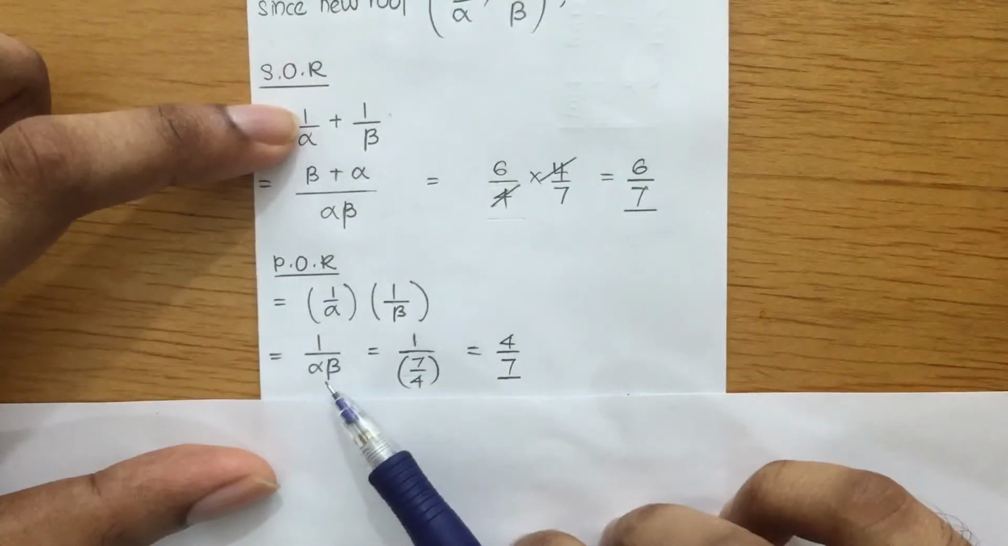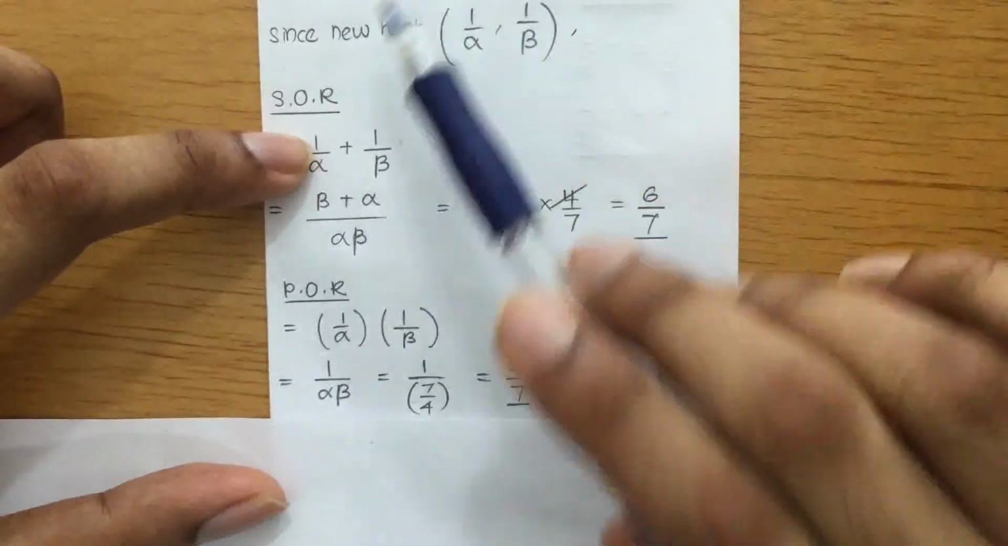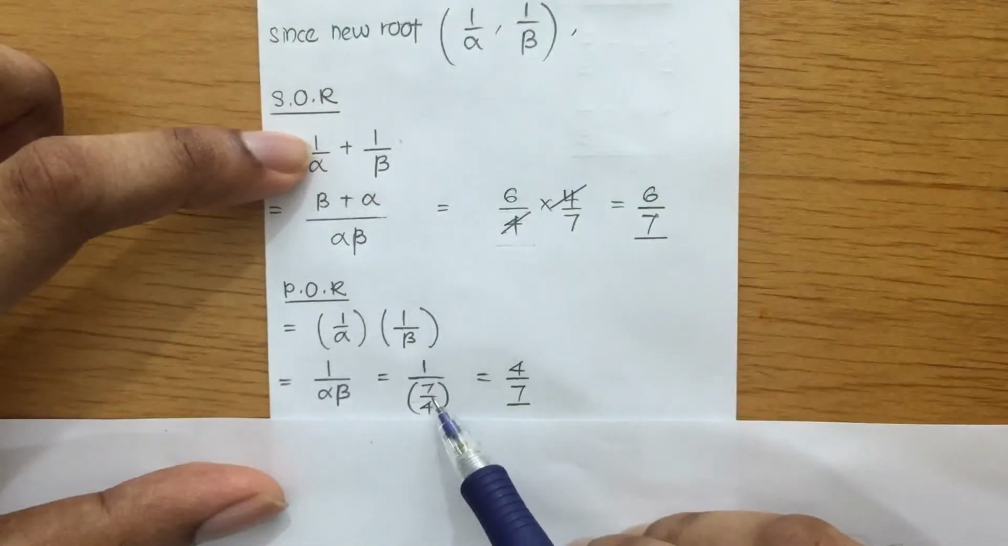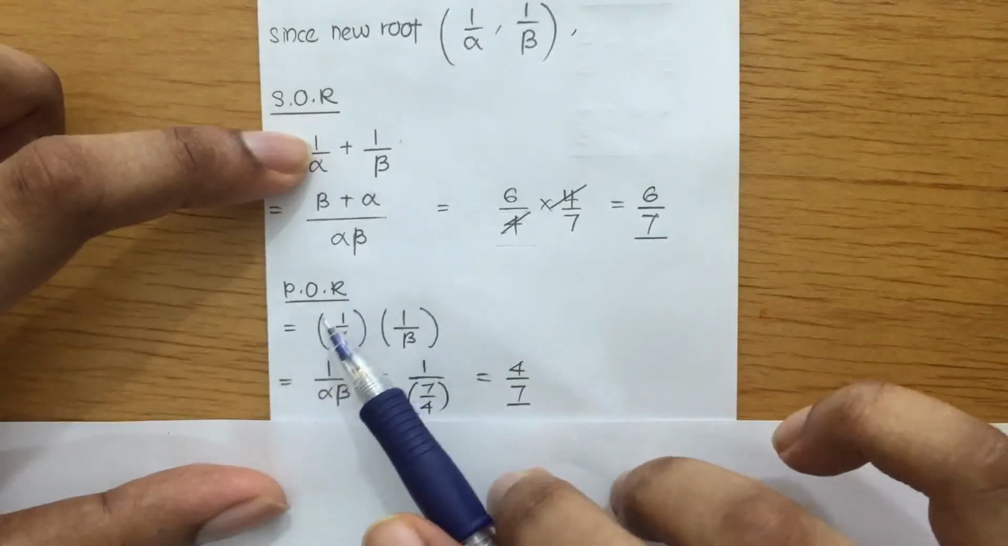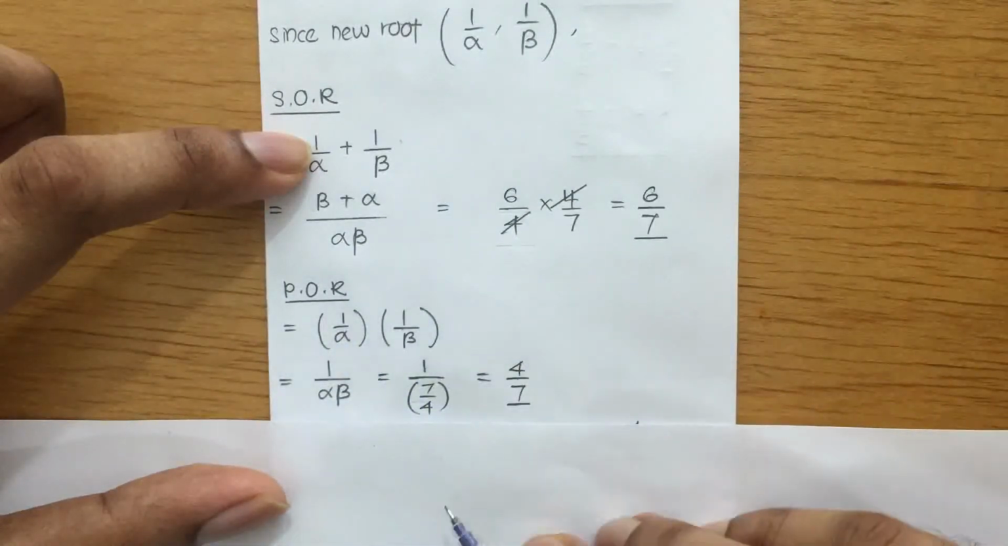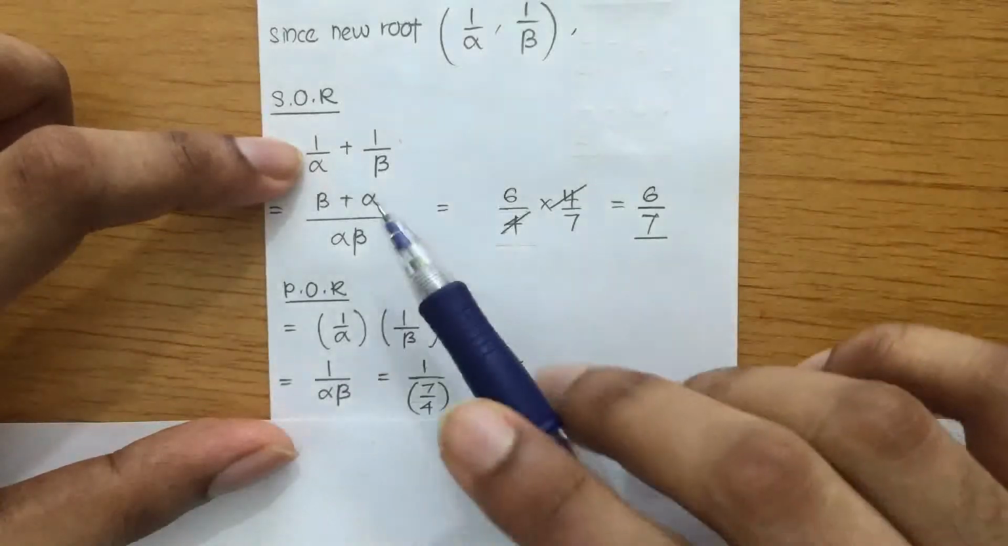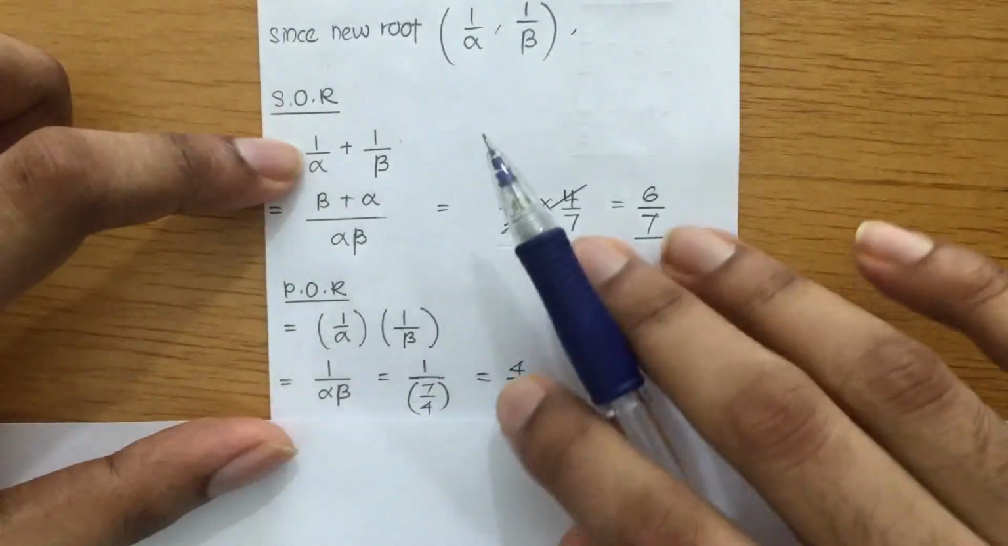Alpha beta in equation 2 we get is 7 over 4. So you substitute over here, so 1 over 7 over 4, you should get your POR, which is the product of roots, is 4 over 7. Okay, you get your SOR and you get your POR.